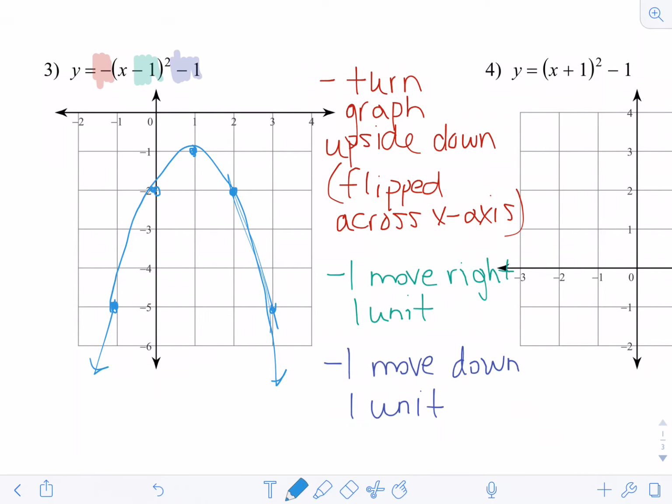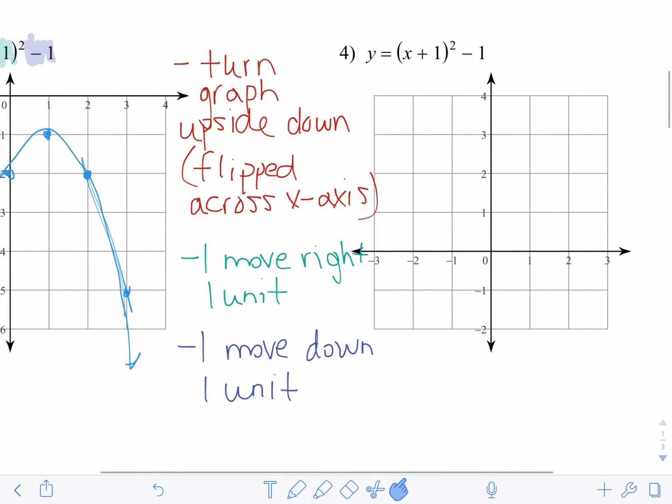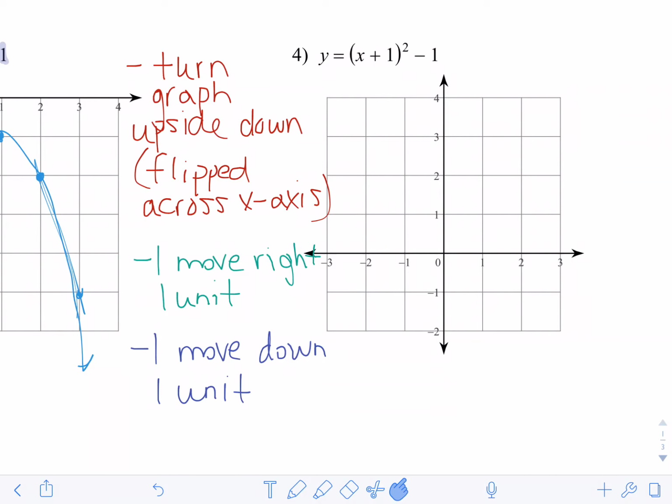Right. And so you can see how this graph was turned upside down. We moved 1 unit to the right, and we moved 1 unit down. So if you look at your graph and compare it to y equals x squared, you can see all of these transformations.